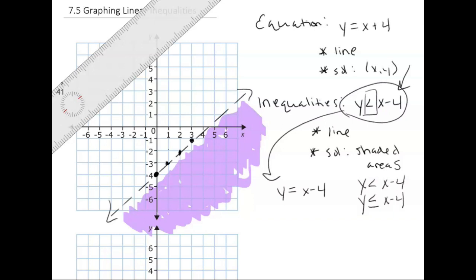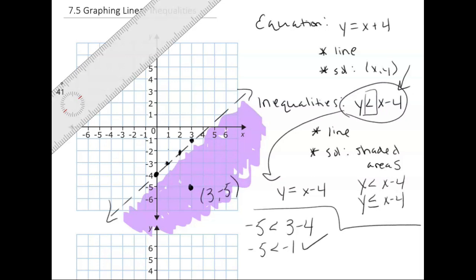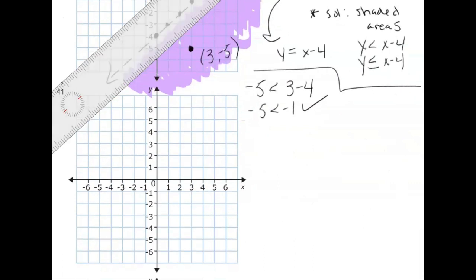Now, let me give you an example. Let's pick a point in our shaded area, like here. What is that point? It's 3, -5. I should be able to plug that in to my inequality, and the expression should be true. So let's do that. What I'm posing is that -5 is less than 3 minus 4, or -5 is less than -1. That's true. So that needs to be in my solution set, and it is. So it works. Okay, if this seems crazy, stay with me.